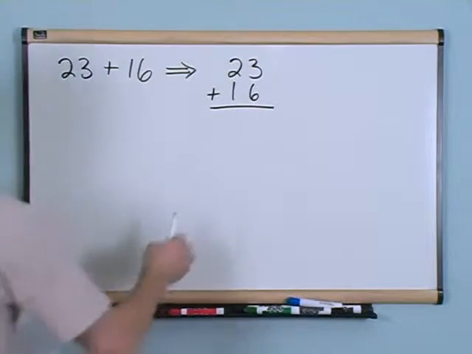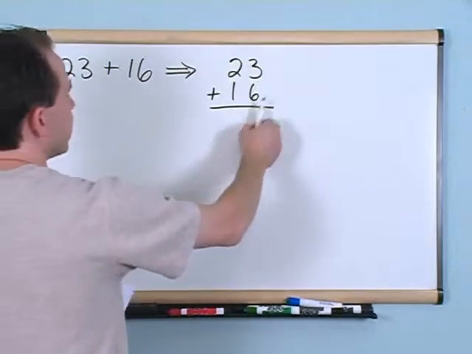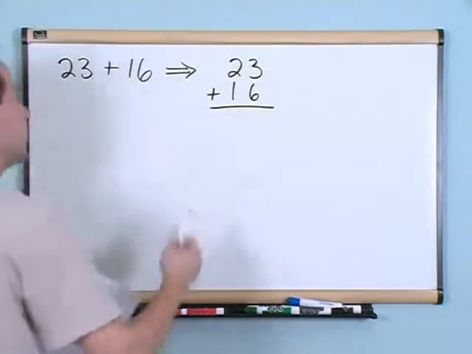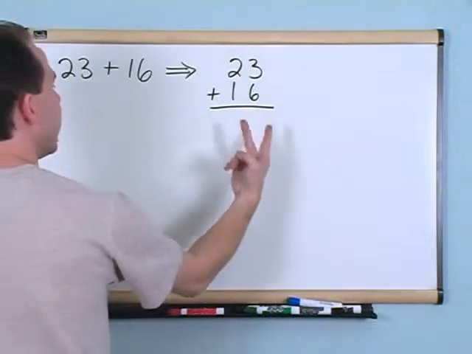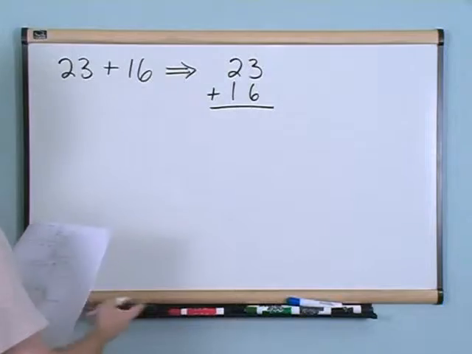So again, the same thing happens. You start in the rightmost column, and you say 6 plus 3. Well, starting with 6: 7, 8, 9. Added 3 more, we got 9.